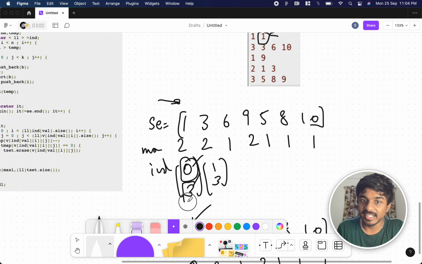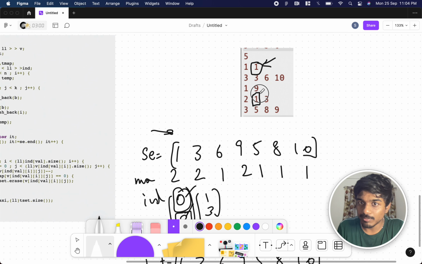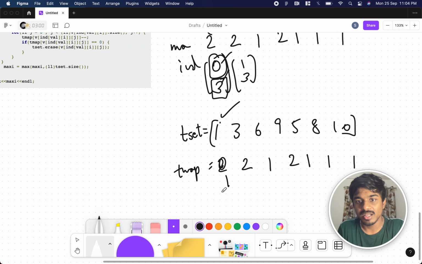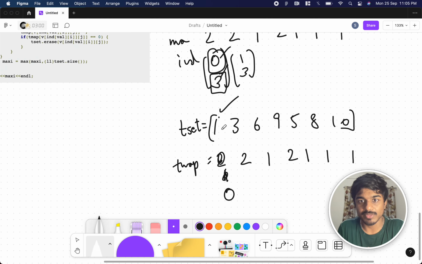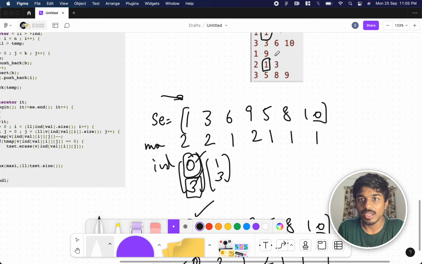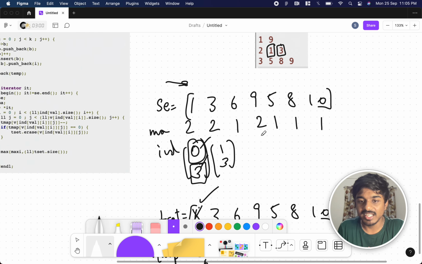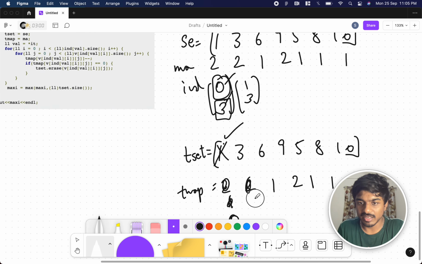Now you go to the third index. Third index, I'm trying to remove 1. So go to the first number, that goes to the index and iterates through all the numbers. So go to the first number, that is 1. The map becomes 0. If it becomes 0, I am erasing it from the set. Okay, this gets erased. Now it is 3. Next number is 3. You go to 3 and reduce the count to 1.